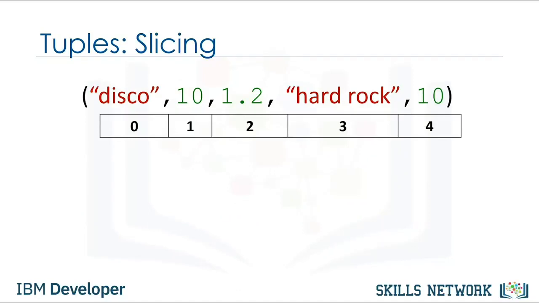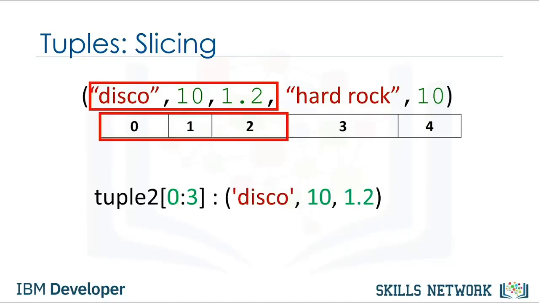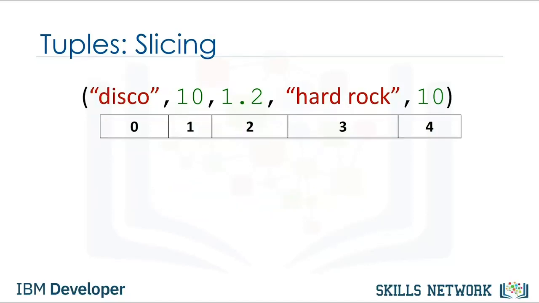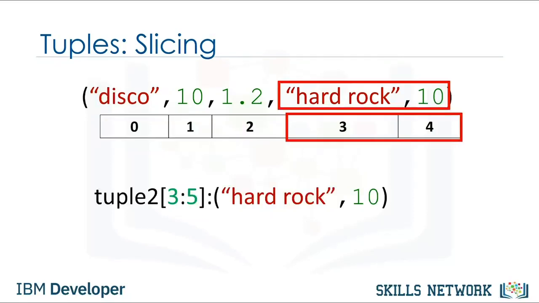If we would like multiple elements from a tuple, we can also slice tuples. For example, if we want the first 3 elements, we use the following command. The last index is 1 larger than the index you want. Similarly, if we want the last 2 elements, we use the following command. Notice how the last index is 1 larger than the last index of the tuple?